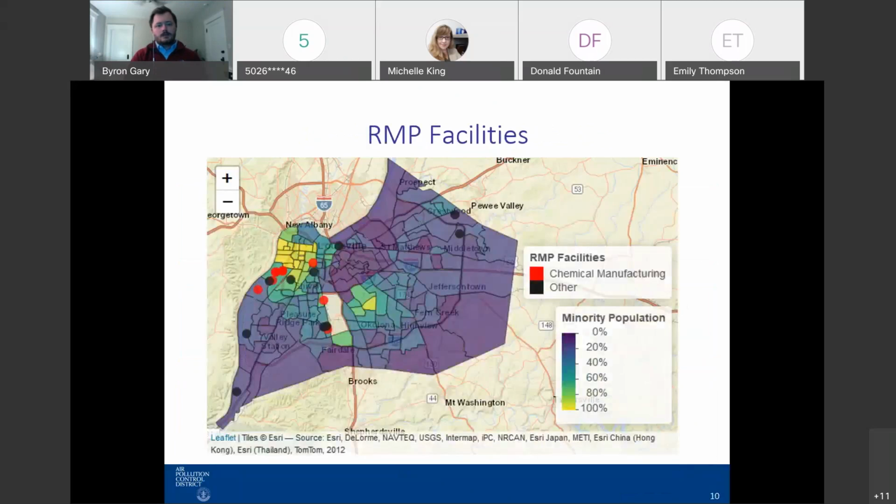Just a little bit more about RMP here in Louisville. This is a map of where our RMP facilities are, with the chemical manufacturing facilities highlighted in red. The reason for that will be a bit more apparent in a minute. That's overlaid with census data on minority population within Louisville. As you can see, the majority of the RMP facilities, and in particular those chemical manufacturing facilities, are in West Louisville and surrounding Rubbertown, basically. It's the neighborhood where most of those are.